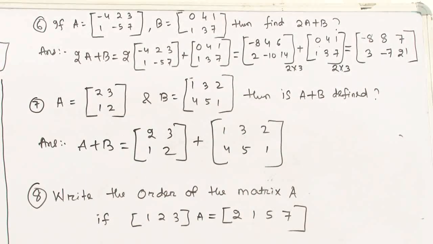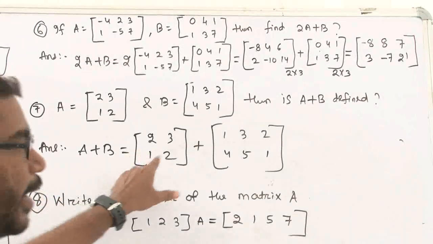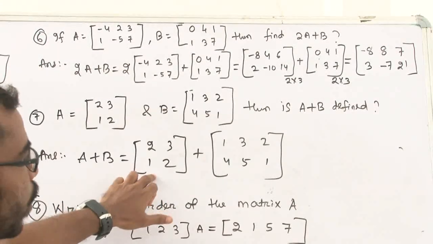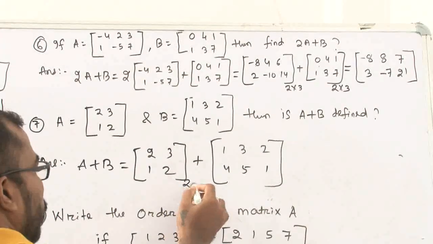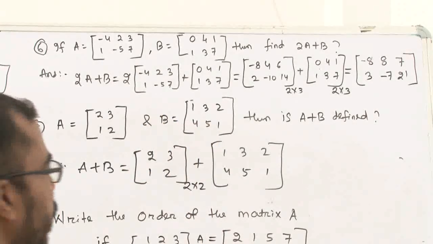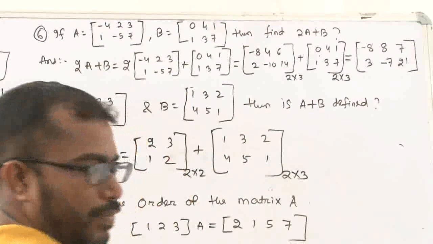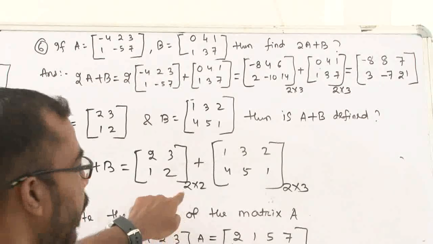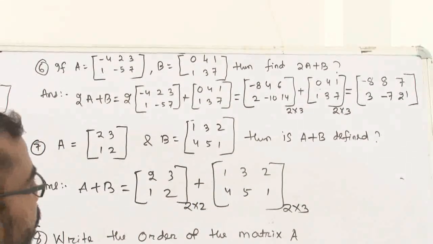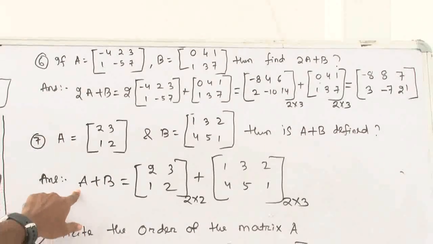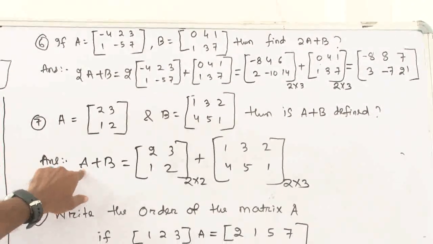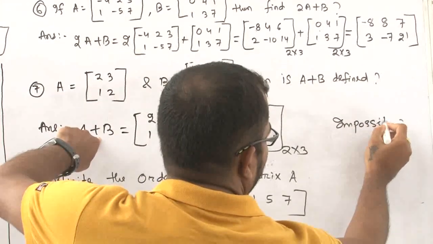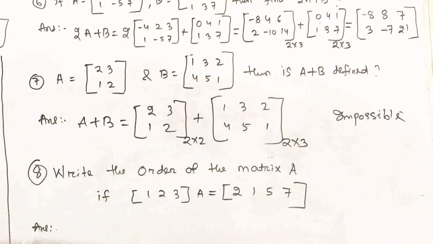In matrices, first we have to check, is it possible to add them? So first write the order of the given matrices. The order of the first matrix is 2 into 2 and the order of the second matrix is 2 into 3. In this case the orders of the given matrices are not equal, so we cannot add them. That means we cannot solve A plus B. So it is impossible to find it, or we say A plus B is not defined.